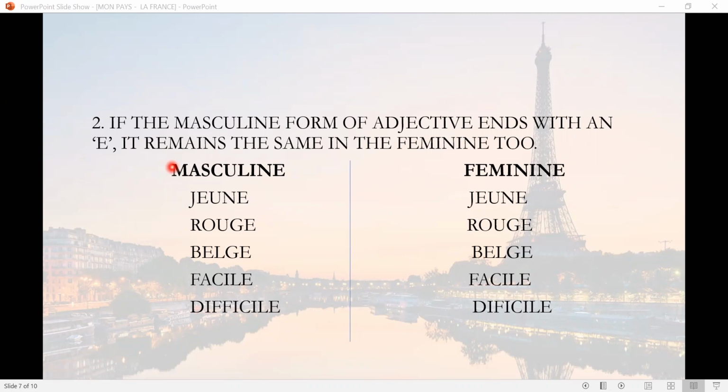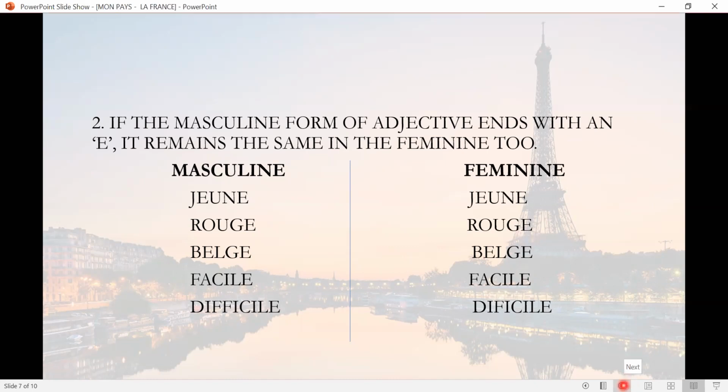Now some examples are there, which is jeune, and so jeune will be jeune in the feminine too and in the masculine too. Now the next word is rouge. Rouge we have in the masculine also and feminine also. In the same way we have three more words such as facile, difficile and belge. So these words are the same in the masculine form also and in the feminine form also.